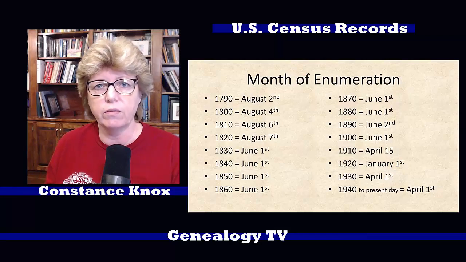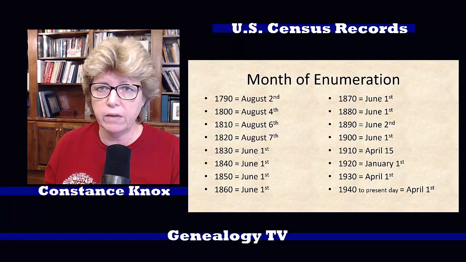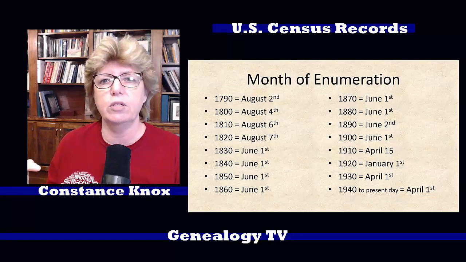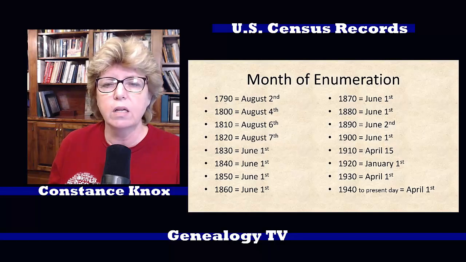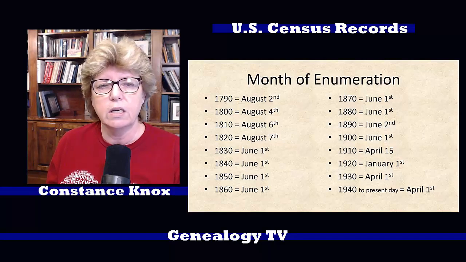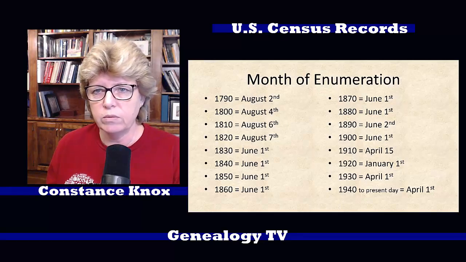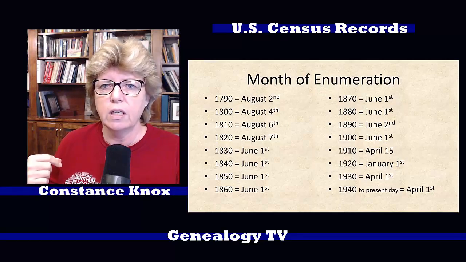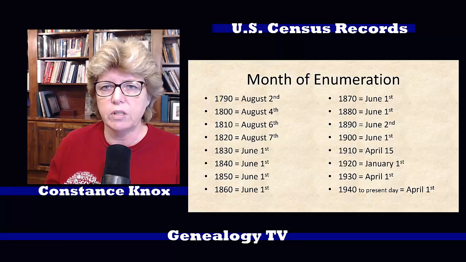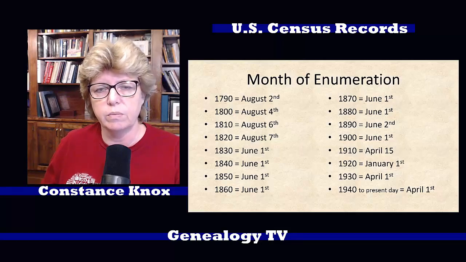In 1830, 40, 50, 60, 70, 80, and 90, the census was in June. Actually, in 1900 as well, it was in June. In 1910, it was in April. In 1920, it was January 1st. In 1930, it's April 1st, and on to present day has been in April.